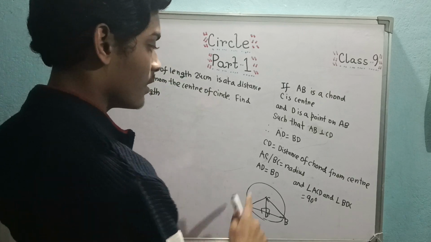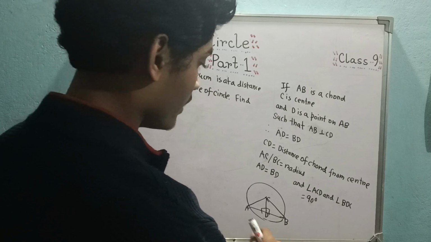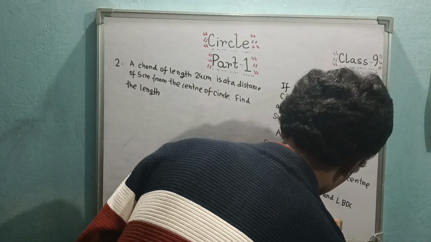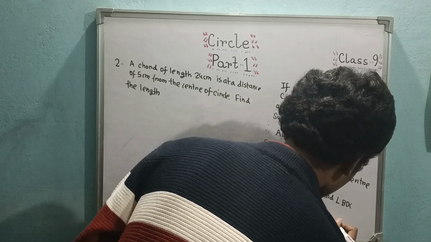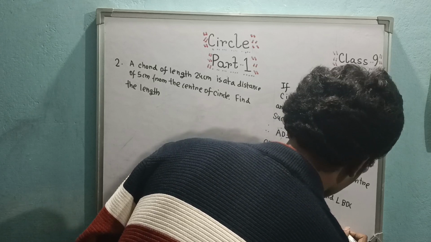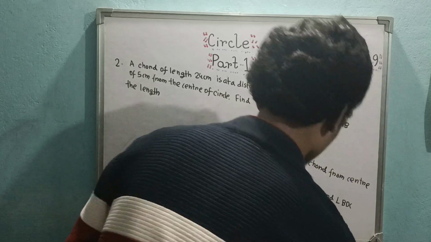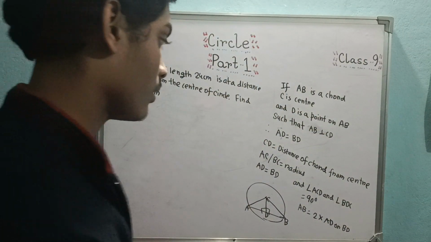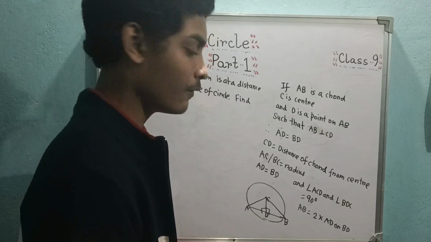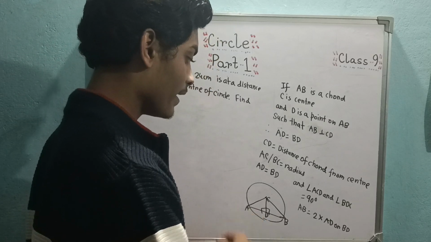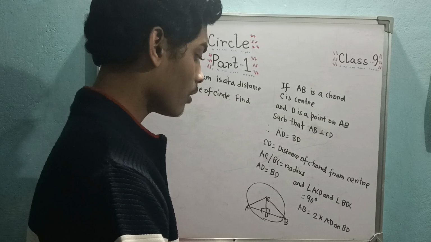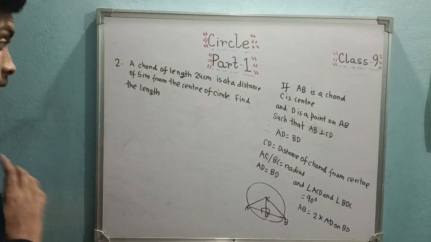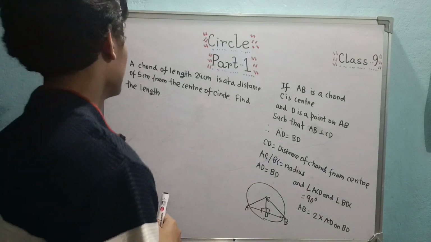And guys, one more thing. Here, as AD is equal to BD, then AB equal to 2 into AD or BD. That is quite easy for you to understand. Since AD is equal to BD, if you multiply AD by 2, you will get AB, or BD by 2, you will get AB. So just remember that as well. Why, you will understand soon.